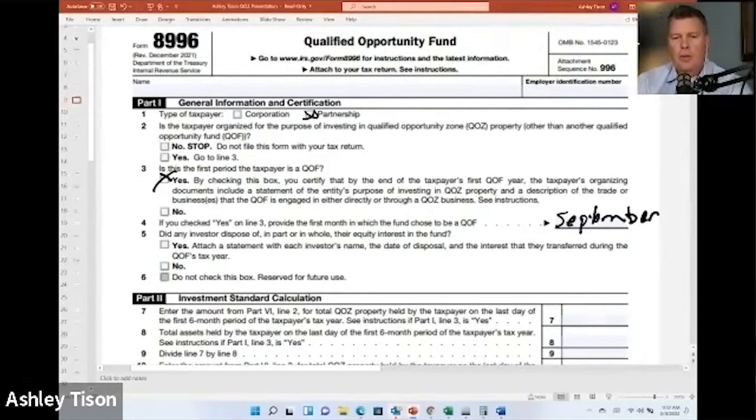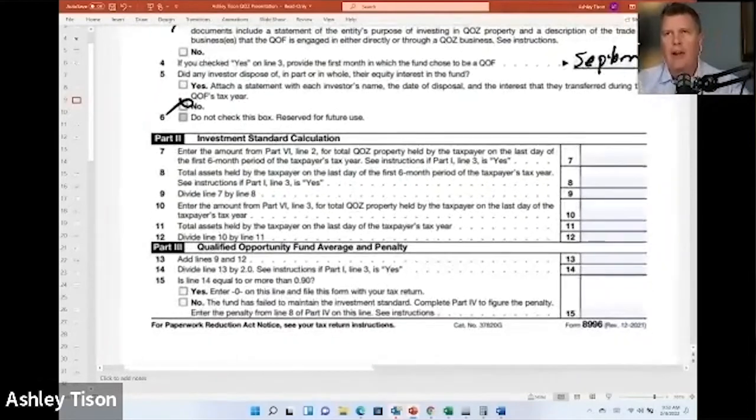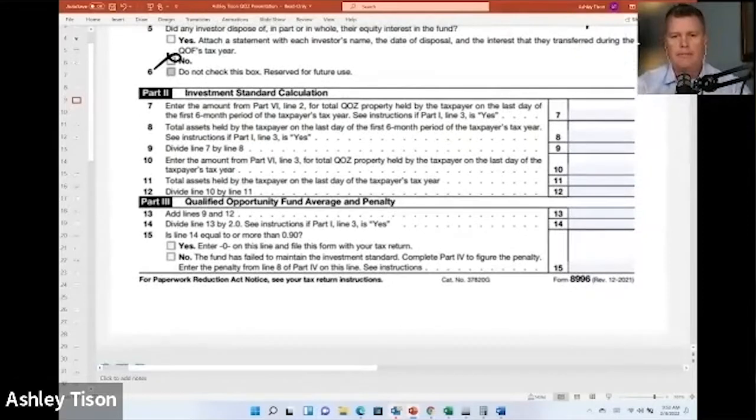Did any investor dispose of, in part or whole, their equity interest in the fund? So do you have any investors who sell or get rid of their investment in it, right? And if no, once again, check no. And if they did, you're going to want to check yes. And that's going to have an impact, right? Because you're going to attach a statement to this indicating who disposed of their interest, and that would include a non-inclusion event transfer. So if you transferred it to your spouse or to your kids or whatever, you're going to indicate that and file it on that extra statement.